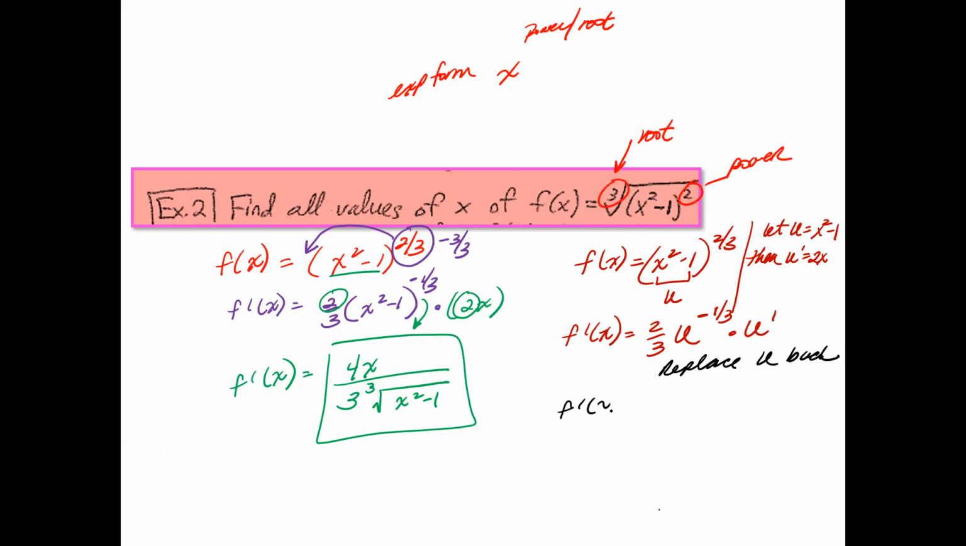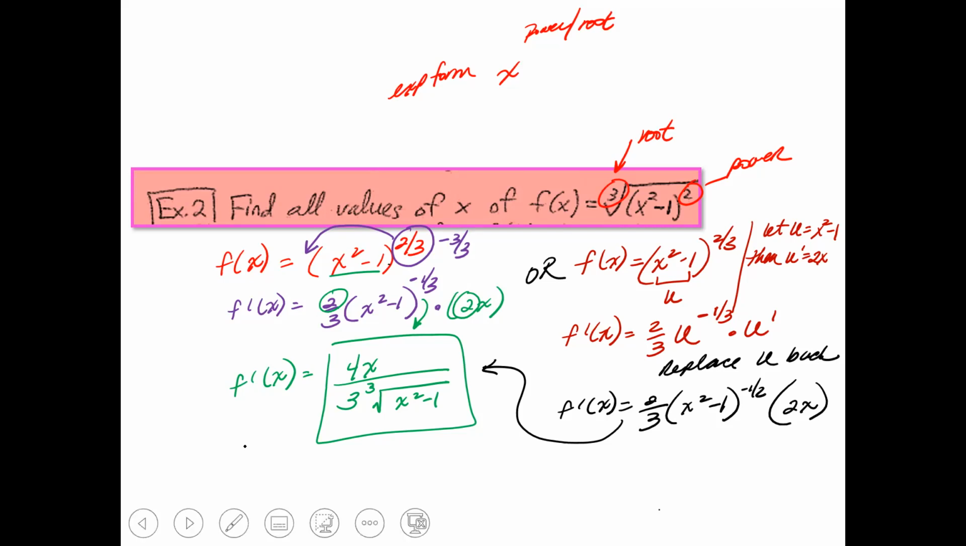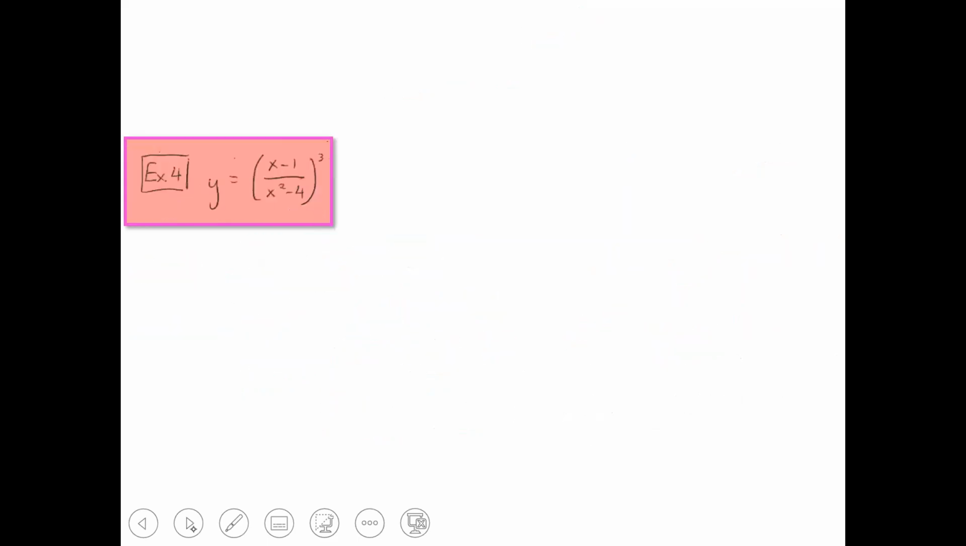So you have f prime of x is equal to 2/3 (x squared minus 1) to the negative 1/3 times 2x. And then you just algebraically modify that back to the f prime of x. So either way works. Some people think that if you just leave it as x squared minus 1, it looks really messy and they forget to do the u prime. So if this way is better for you, you can definitely do that. And just with every chain rule, substitute the chain with the letter u, and that way you don't forget the u prime.